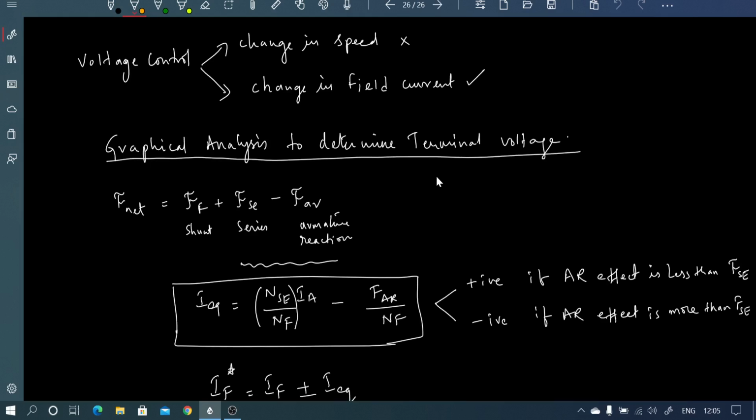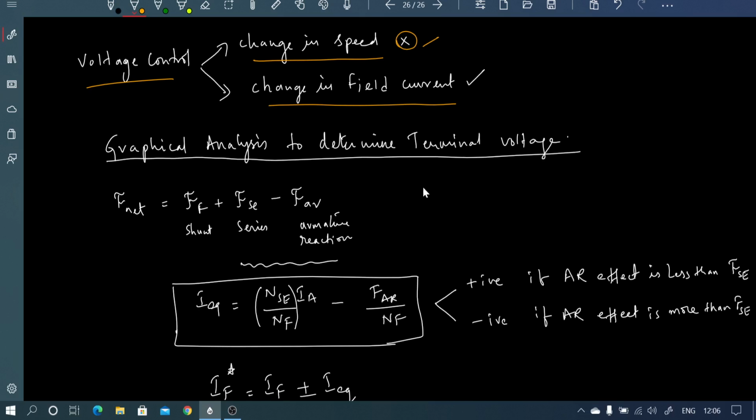So the voltage control again, it is similar. It can be controlled by change in speed, or it can be controlled by change in field current. As I said, the speed variation is restricted due to some constraint on the prime mover. So this method is not used, and the only method is the change in field current, by changing the supplied voltage to the field, or by placing some additional resistance in series with the field circuit.